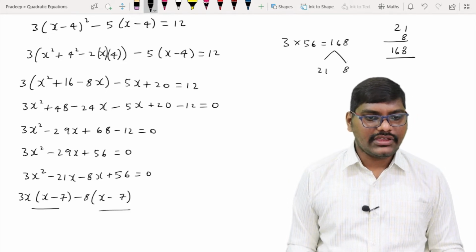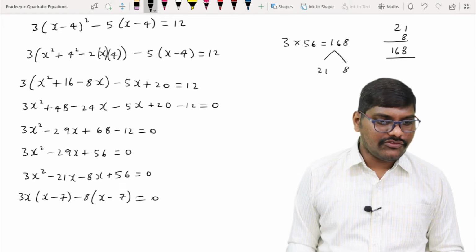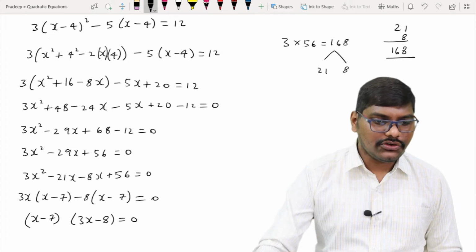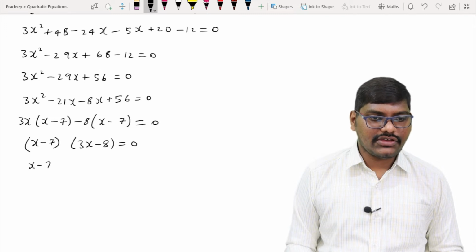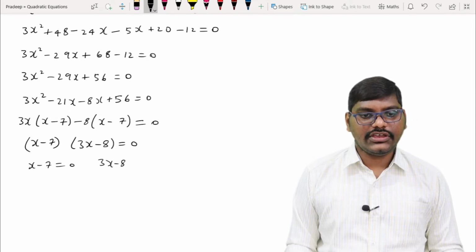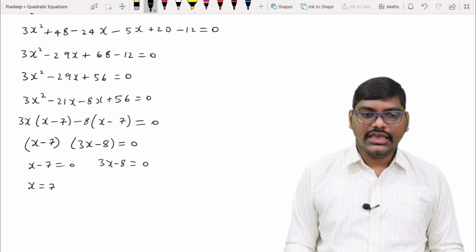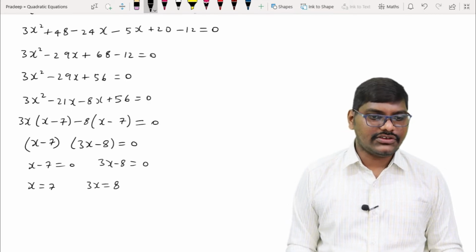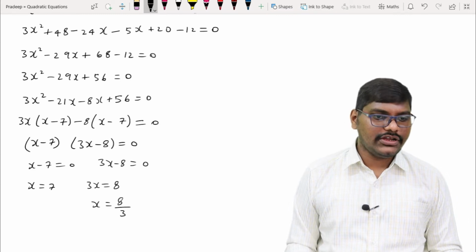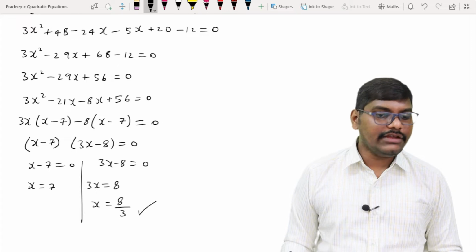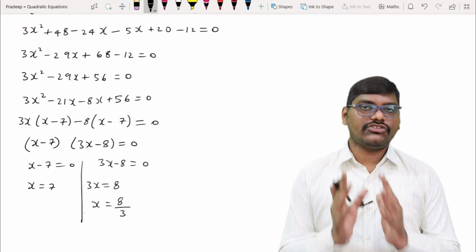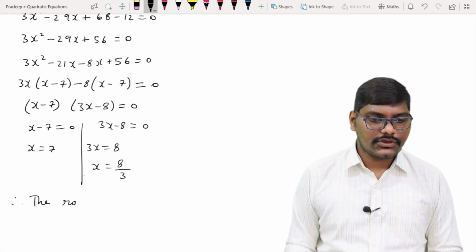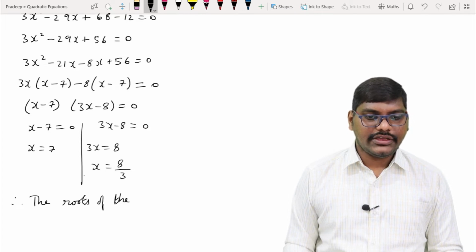So from here and here we can take (x minus 7) common. If I take (x minus 7) common, what do we remain with? 3x minus 8 equal to 0. So I can write x minus 7 equal to 0 separately, and 3x minus 8 equal to 0 separately. So this is x equal to 7, and for 3x minus 8, if I send 8 to the other side, it is plus 8, so x equal to 8 by 3. Alright, so we got x equal to 7 and x equal to 8 by 3 as the roots of this particular quadratic equation. So we'll write the conclusion the same way: therefore the roots of the given equation.